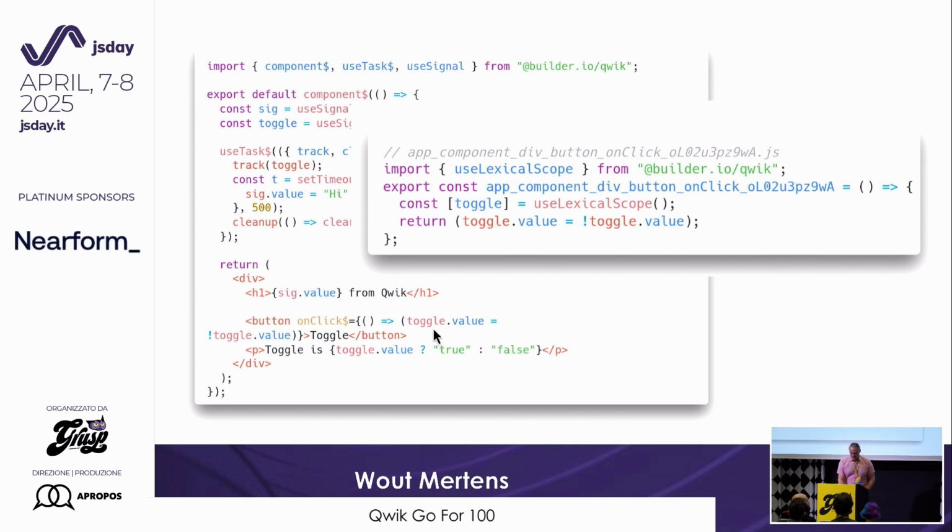And here we can see the onClick handler. So this is the contents of here. You can see it returns toggle value, not toggle value. That's the code over here. And it has some boilerplate.